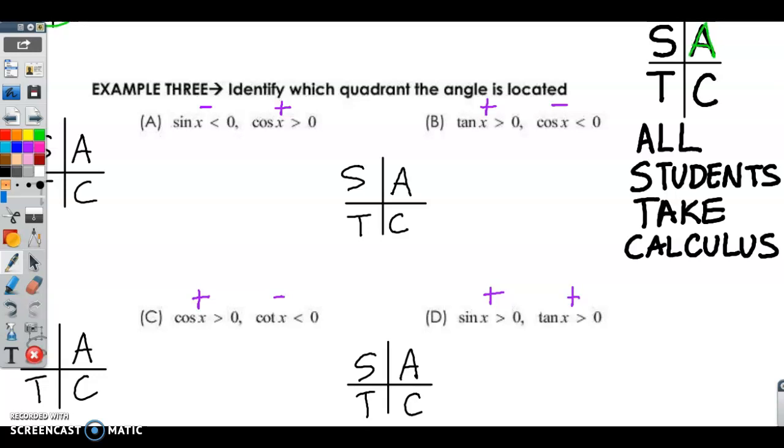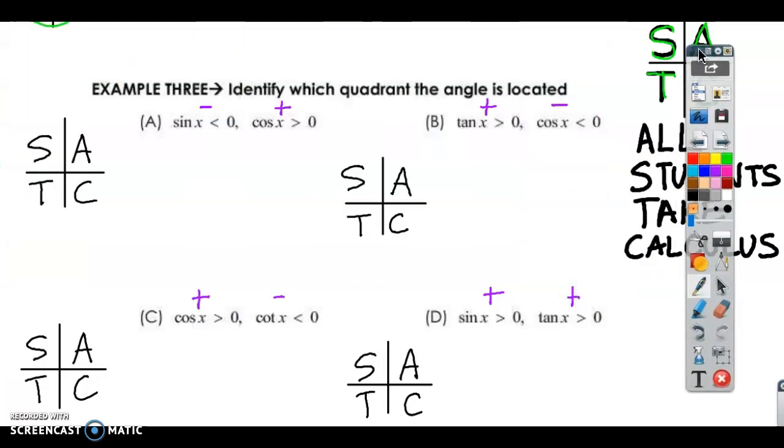All of them, sine, cosine, and tangent, are all positive in quadrant 1. Students, S remembers that sine is only positive in the second quadrant. Tangent is only positive in the third quadrant, and cosine is the only one that's positive in the fourth quadrant.